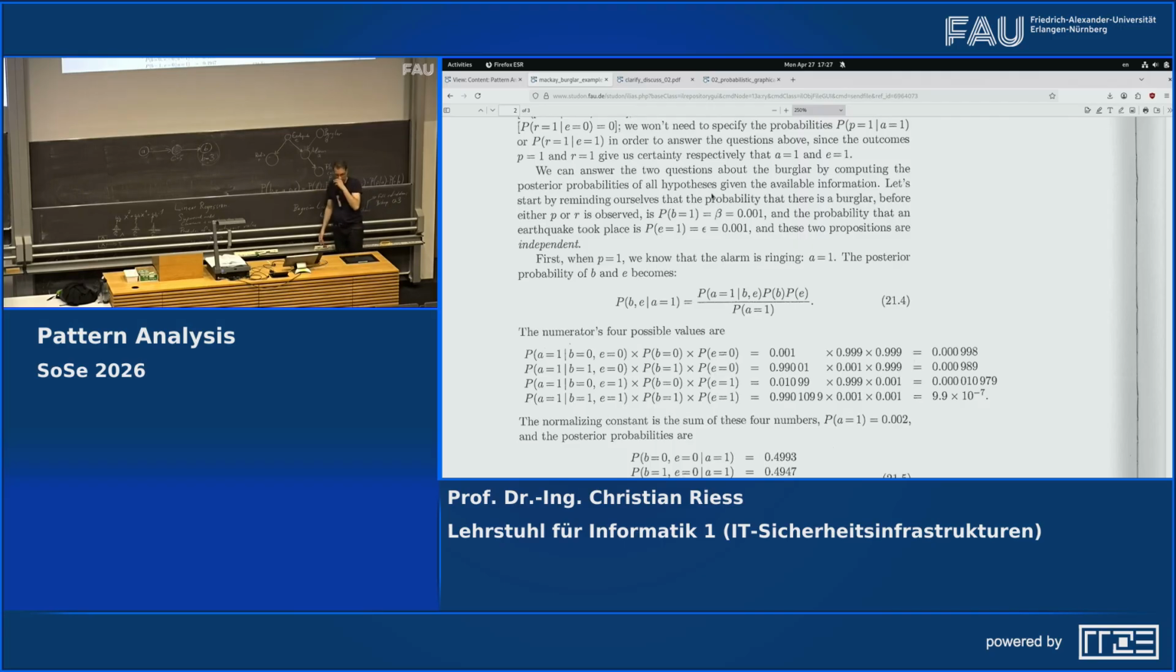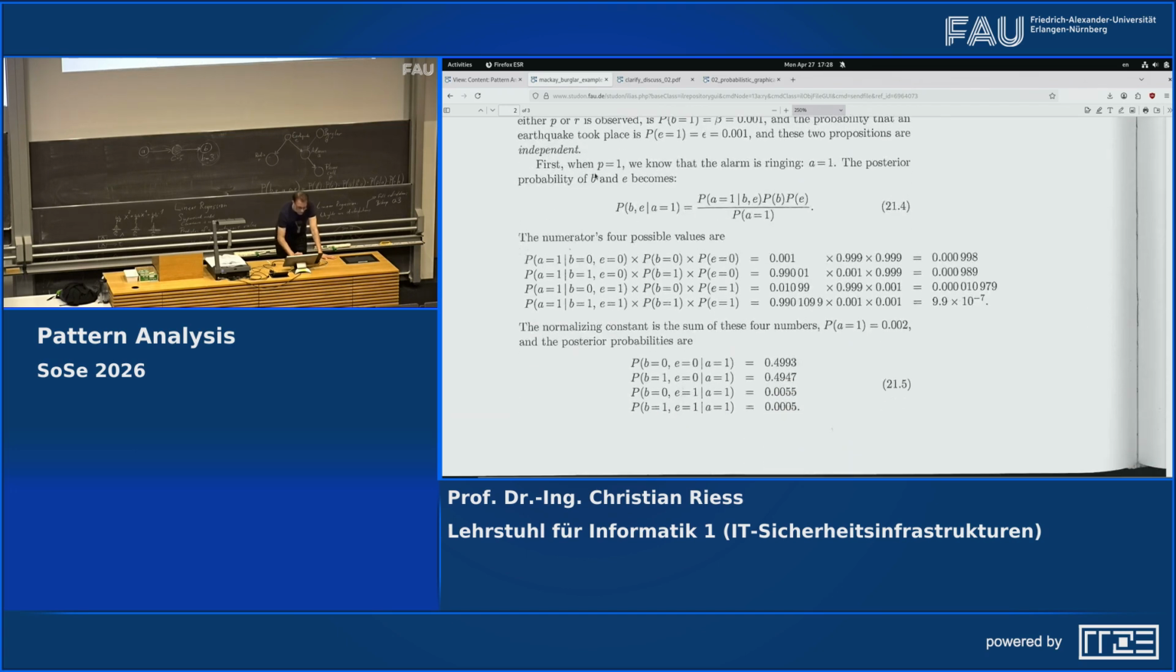burglar? Okay. So let's start by reminding ourselves that the probability that there is a burglar before either the phone call or the radio are observed is just 1 in 1,000. And the probability that an earthquake took place is also 1 in 1,000. And these two propositions are independent. Okay, we talked about this. If we get a phone call, we know that the alarm is ringing. So let's have a look at the posterior probability for the burglar and the earthquake if the alarm goes off.